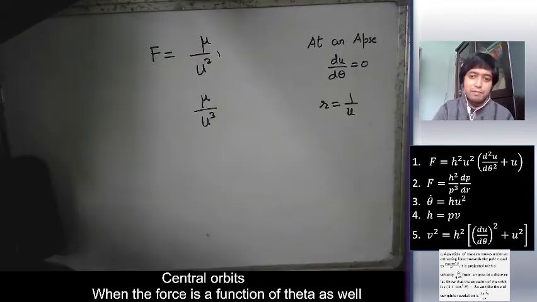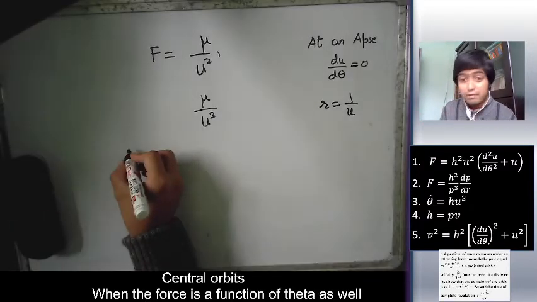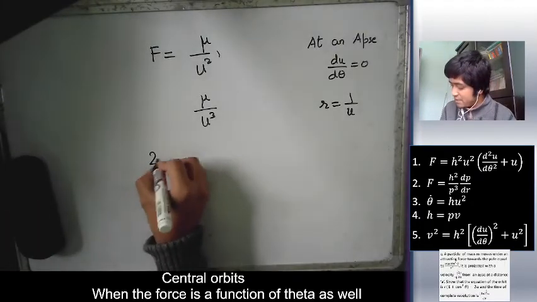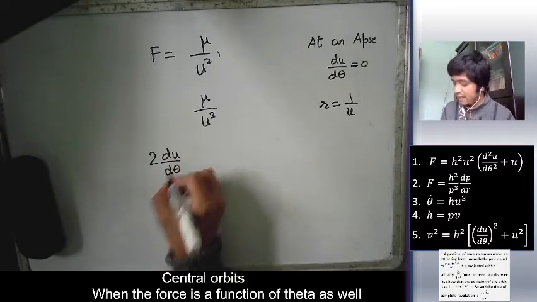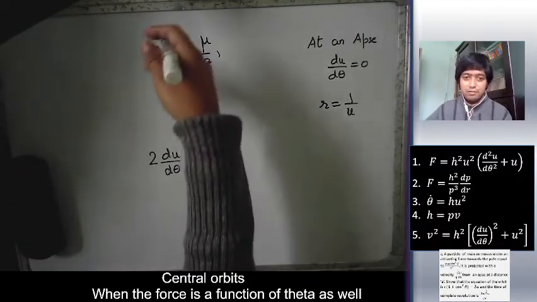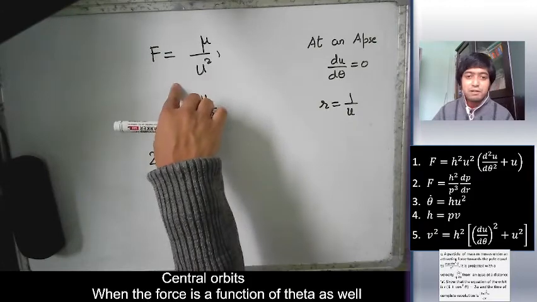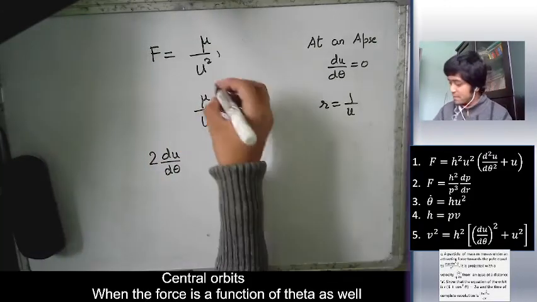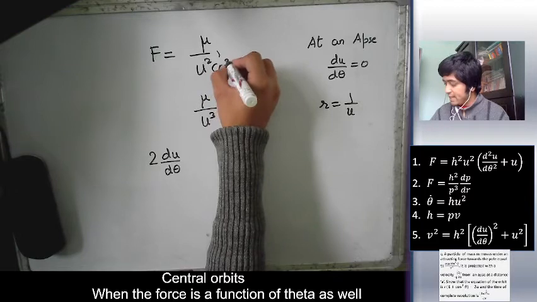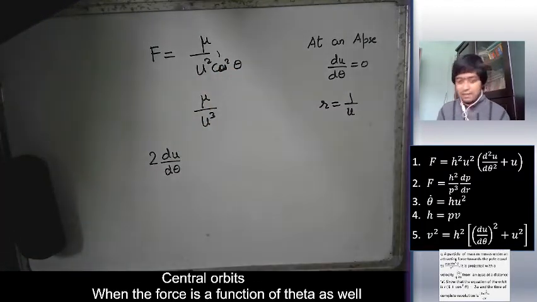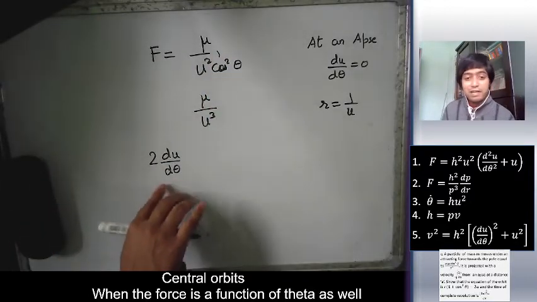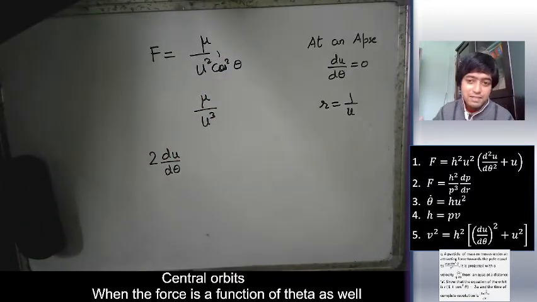In those cases, if you remember, there was a step where we multiplied everything by 2 du d theta. But what happens if the force also depends on theta? For example, u square cos square theta, let's just say, where the force depends on u as well as theta. Then multiplying by 2 du d theta won't solve anything, as we shall see.